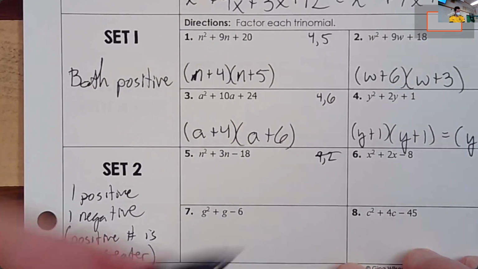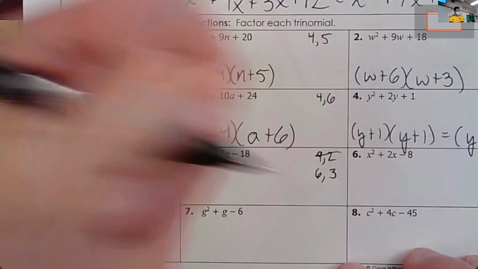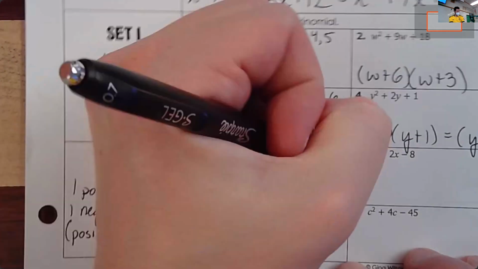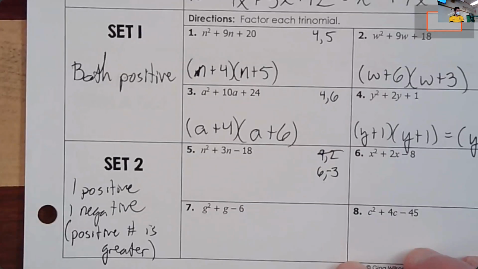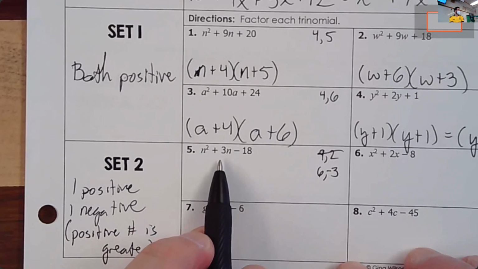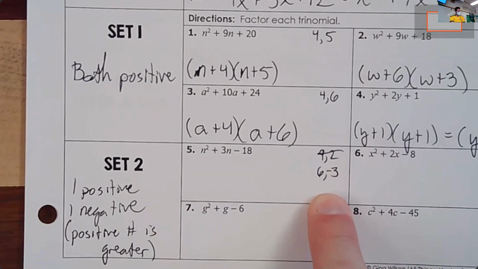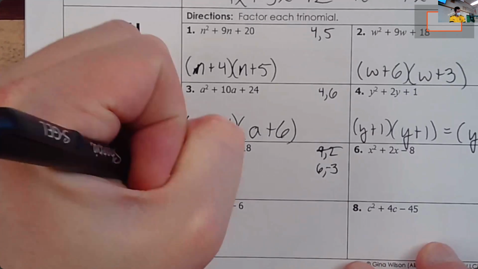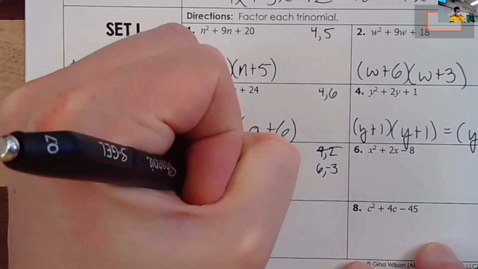6 and 3. All right. So 6 and 3. If the larger one, 6, is the positive and 3 is the negative, if we add those together, does that equal positive 3? 6 plus negative 3 is 3. So these are the numbers we want. Positive 6, negative 3. So n plus 6 times n minus 3, and that's our answer.